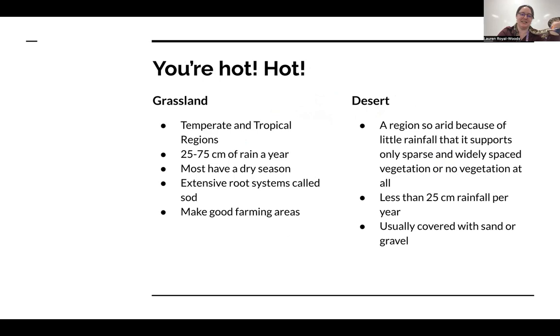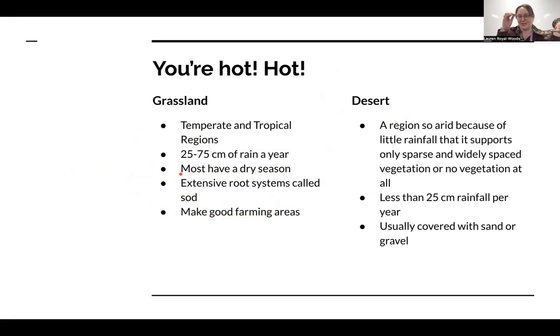So anyway, grasslands. These are in temperate and tropical regions, with about 25 to 75 centimeters of rain a year. Most have a dry season. This is where we get that rainy-dry season thing going, flip-flop. They have extensive root systems called sod. I was talking about that back when I was talking about plants.